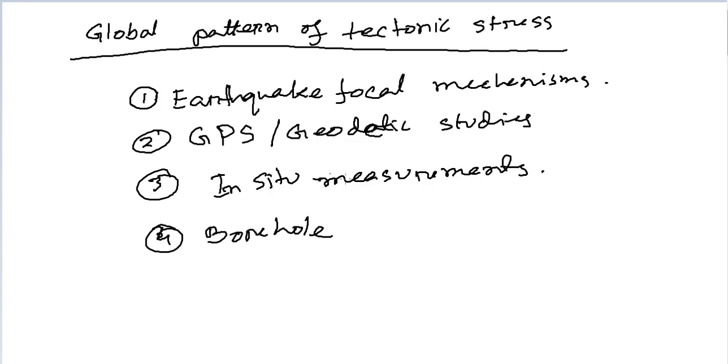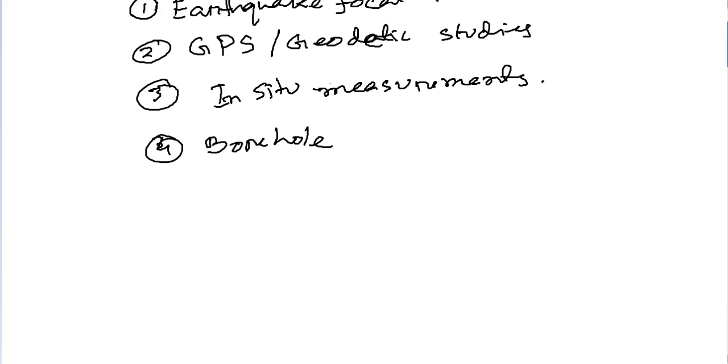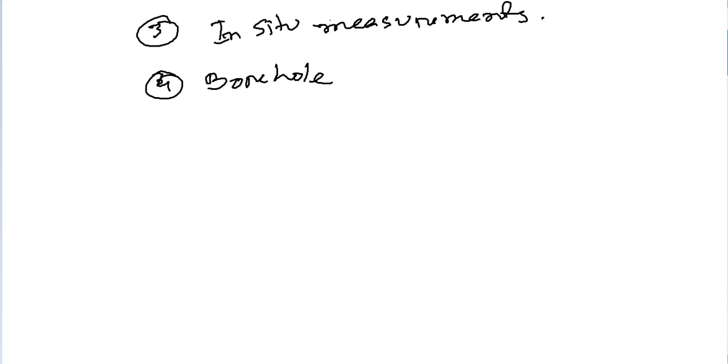But early attempts to find this out were very limited, and especially earthquake focal mechanisms were used in the early stage, before the advent of GPS, geodetic, or other in situ measurement techniques. Initially this was attempted in the United States. So Zoback and Zoback in 1980 categorized the patterns of global stress in the following way.